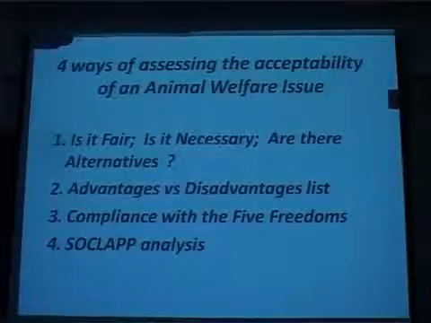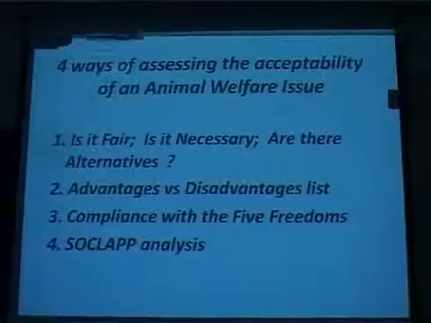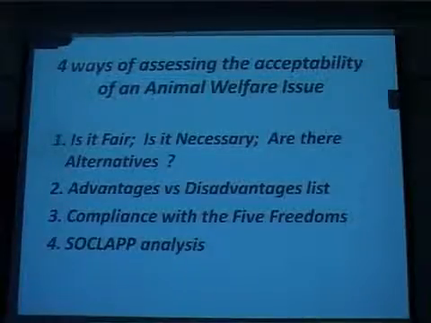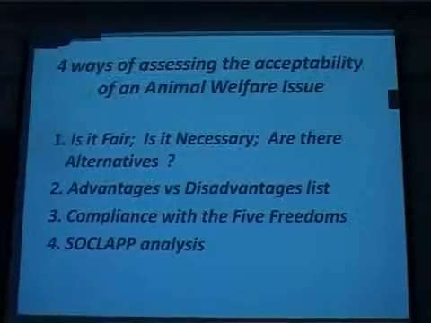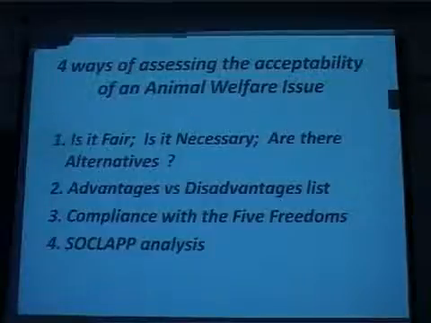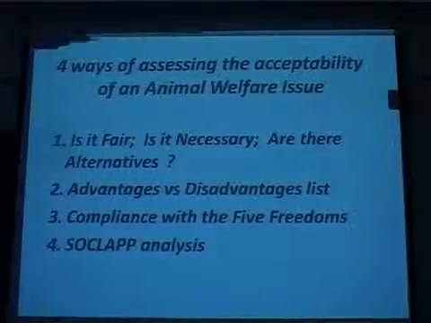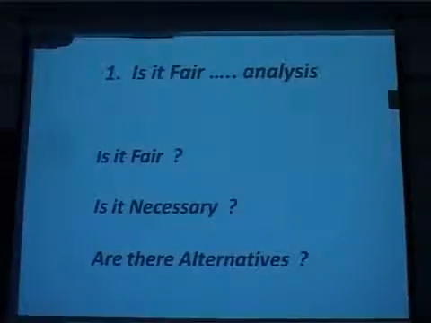The second analytical approach is compiling an advantages and disadvantages list, and I'll use chickens for that example. The third example is compliance with 5 freedoms, and I'll do, lastly, what I call a SOCLAP analysis. So I'm going to take you through these 4 examples in turn. Let's start then with the is it fair analysis.